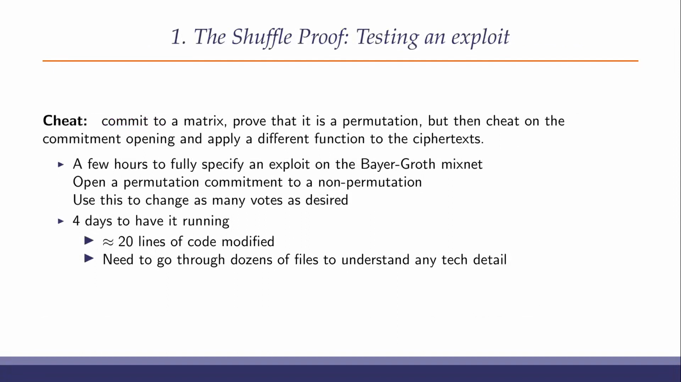Well, the short summary is, now that you can open the commitment any way you like, you can commit to that permutation matrix, prove that it's a permutation matrix, and then apply some other matrix to the encrypted ciphertexts while passing verification that everything's okay, because you can open the commitments any way you like. It took us a few hours to do the maths. It took us about 4 days to get the code compiling and running, but it's only about 20 lines of code that are modified for the simple reason that that discrete logarithm is already sitting right there in the code, and all you have to do is remember it and use it later.